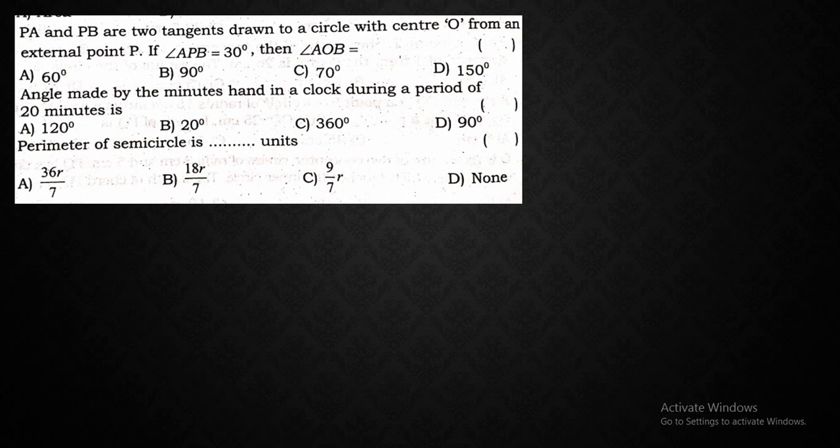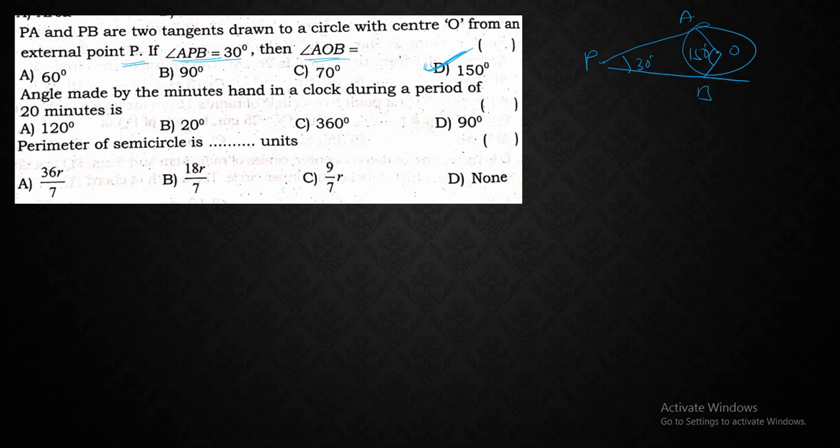Next, moving on to one more question. PA and PB are two tangents drawn to the circle with center O from external point P. If angle APB is equal to 30, what is the value of angle AOB? From point P we have drawn two tangents, with center O, and this is A and this is B. What he has given: APB is equal to 30 degrees. If this is 30, clearly this is 150. What is he asking? AOB. So AOB is 150 degrees.